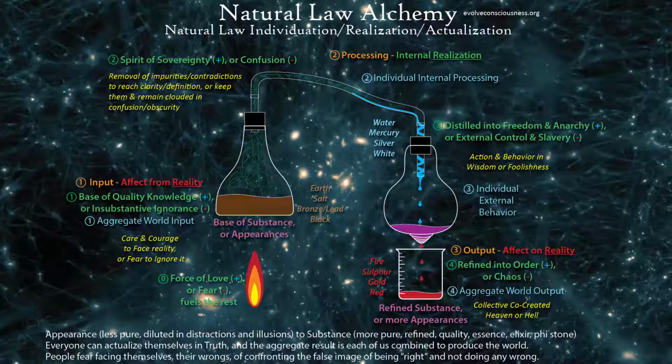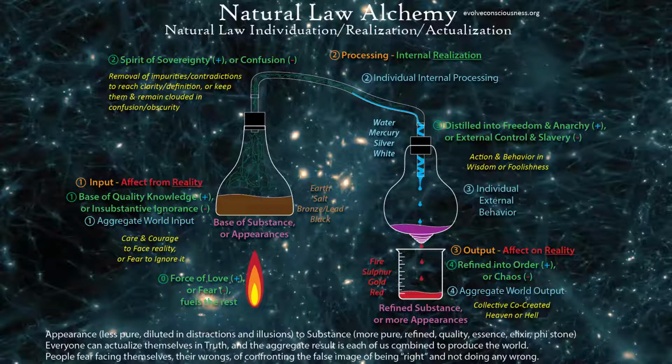the trivium, so it corresponds the trivium and natural law expressions with alchemical expression, with the alchemical model. So the trivium method model and the natural law expressions model with the alchemical model. So we'll start at 0. The force of love is the positive and the force of fear is a negative, and this is what fuels the rest.